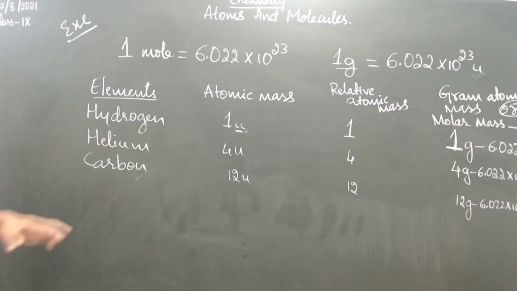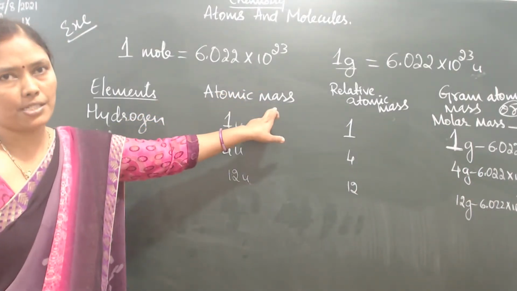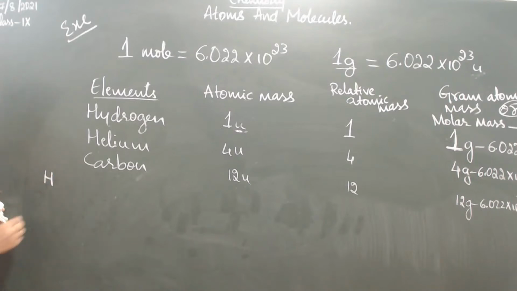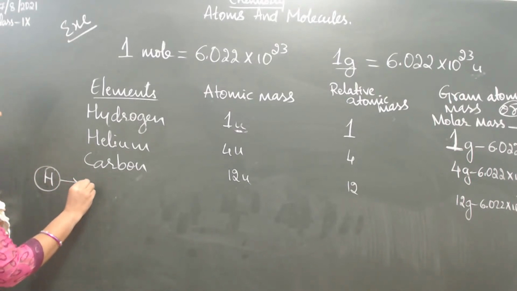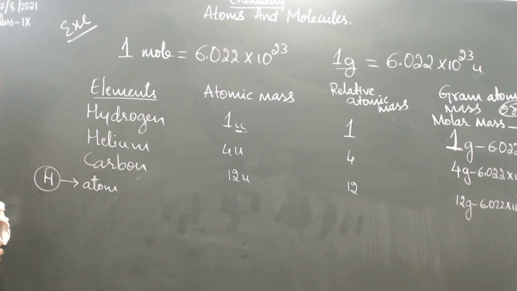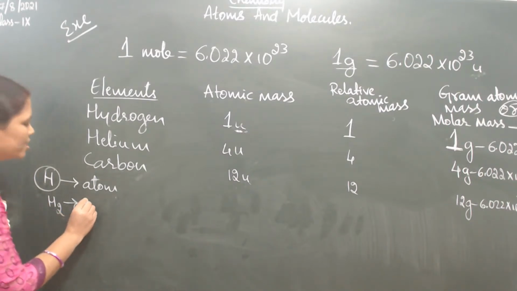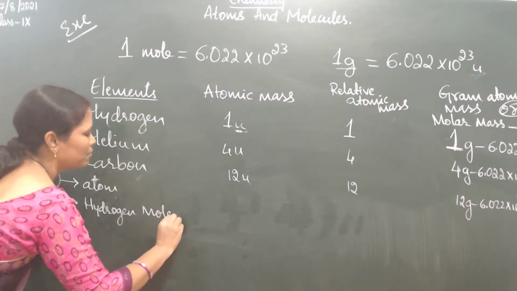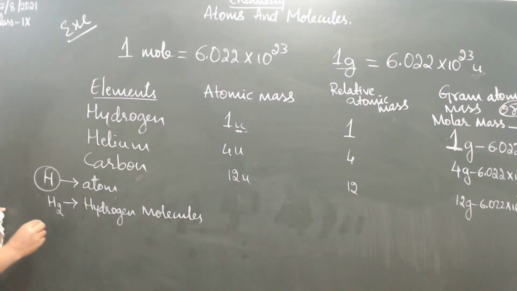So here we are talking about the atomic mass. Now we are going to take the molecules. This is the hydrogen atom. When we write hydrogen molecules, what is a molecule? It is made up of two or more atoms, either the same kind of atom or different kinds of atoms. Here H stands for the hydrogen atom, and H2 stands for the hydrogen molecules.